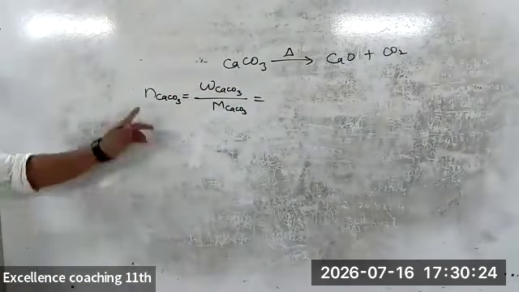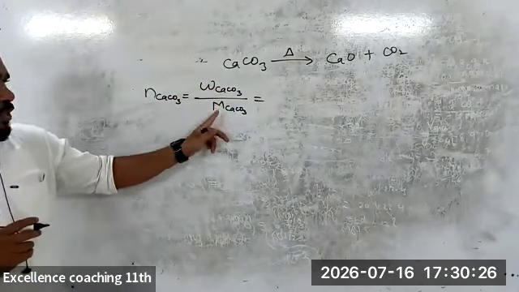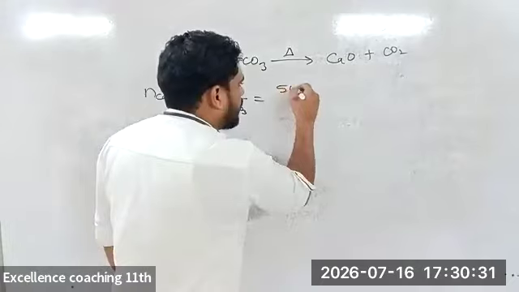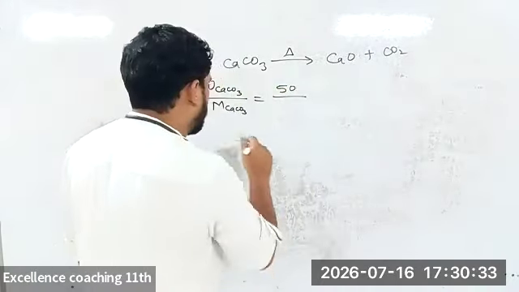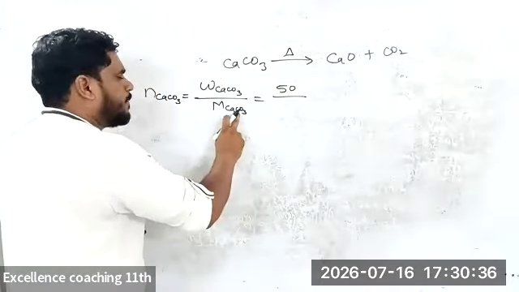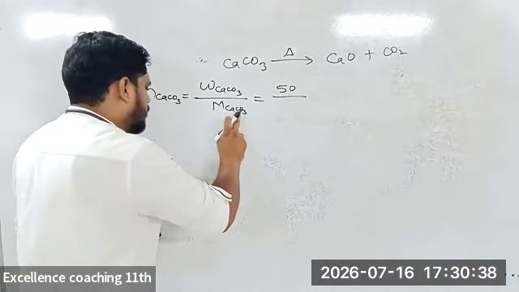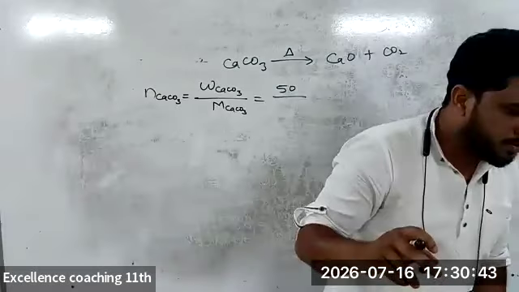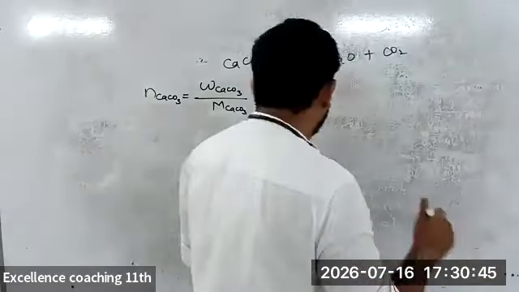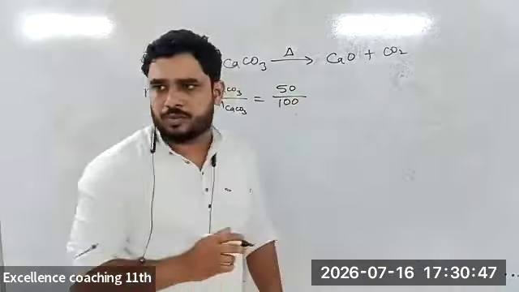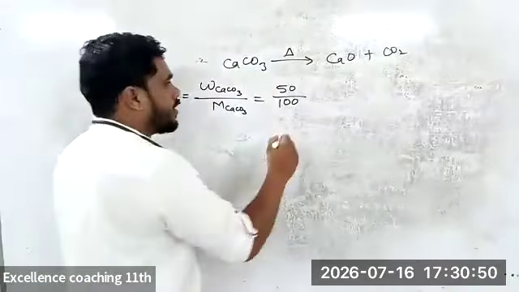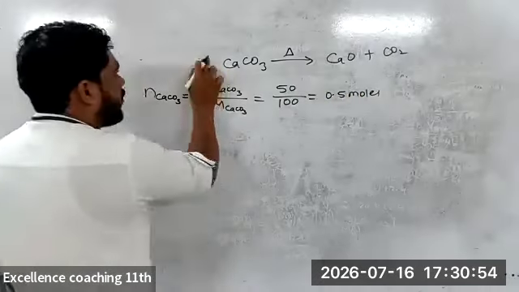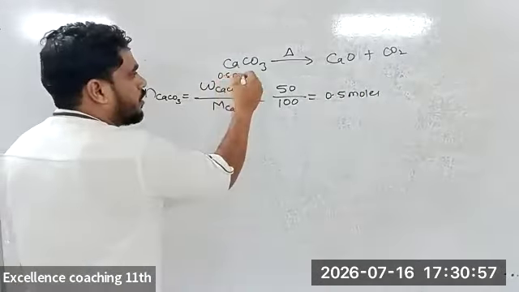Number of moles of CaCO3 is the mass of CaCO3 upon molar mass of CaCO3. Mass is given as 50. Molar mass of CaCO3 is 40 plus 12 plus 48, which is 100. So 50 upon 100, molar mass of CaCO3. The answer is 0.5 moles.